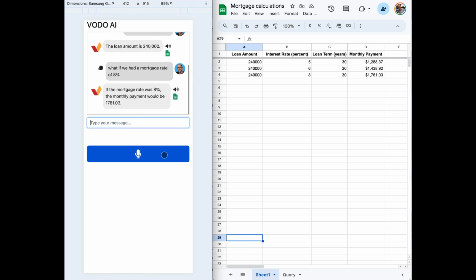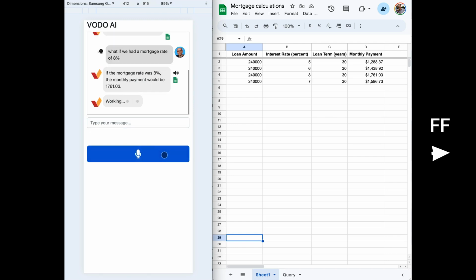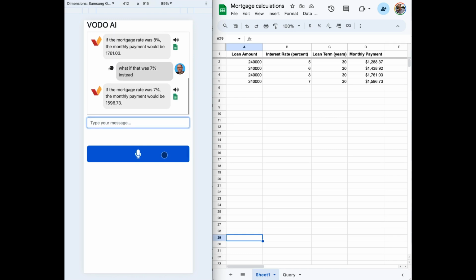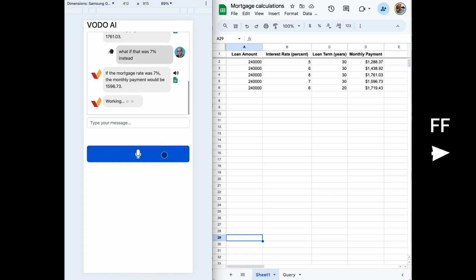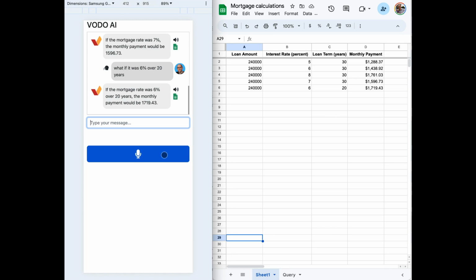If the mortgage rate was 8%, the monthly payment would be $1761.03. What if that was 7% instead? If the mortgage rate was 7%, the monthly payment would be $1596.73. What if it was 6% over 20 years? If the mortgage rate was 6% over 20 years, the monthly payment would be $1719.43.